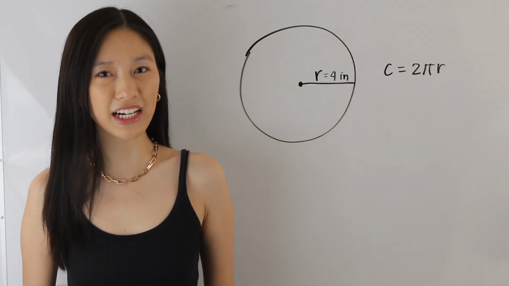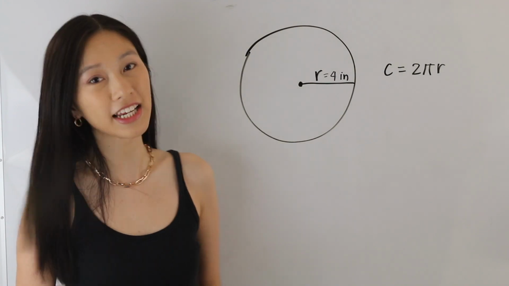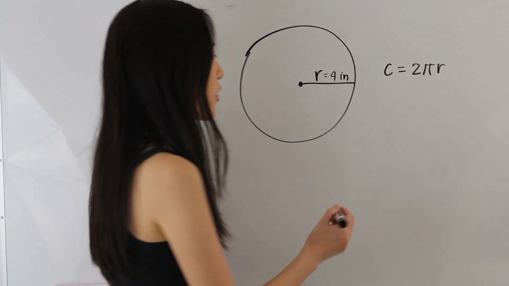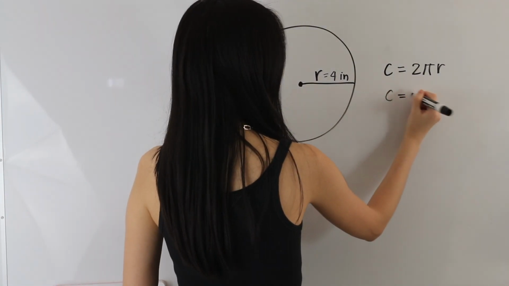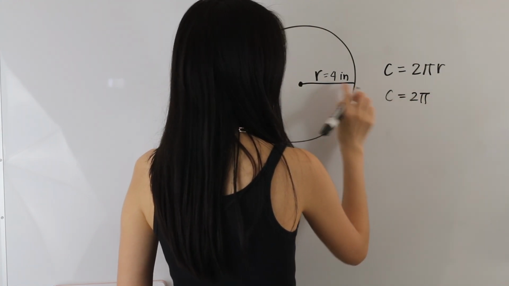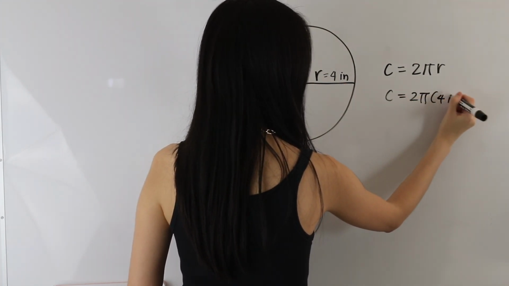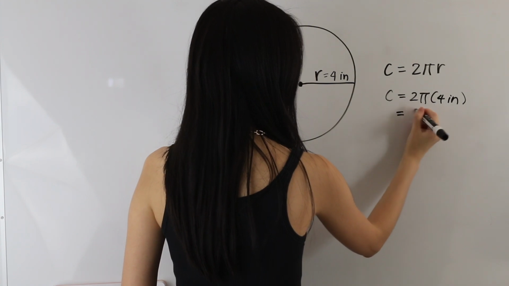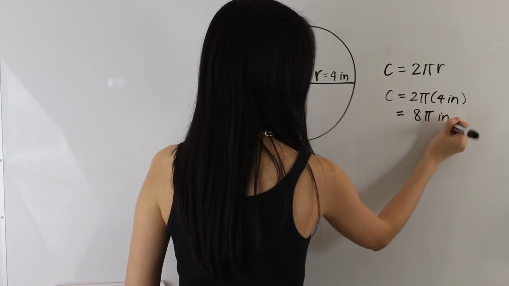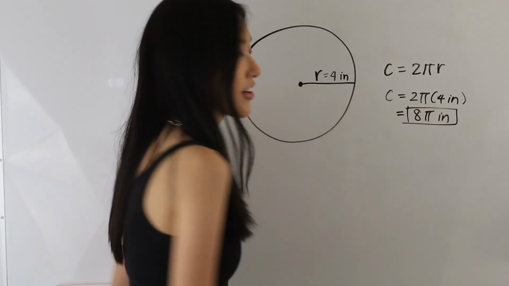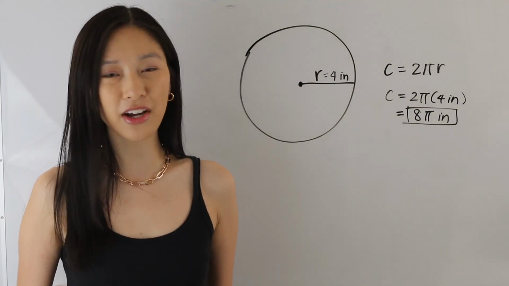In this example here we have a circle with a radius of 4 inches. So let's go ahead and find out what our circumference is. We have 2 pi times 4 inches. And simplifying this we get 8 pi inches. And that is our final answer. So let's go ahead and take a look at one more example.